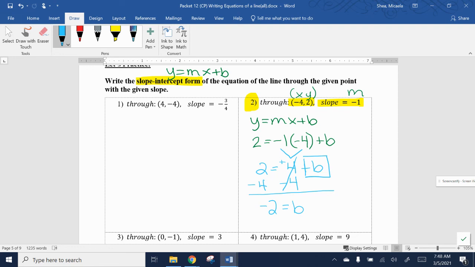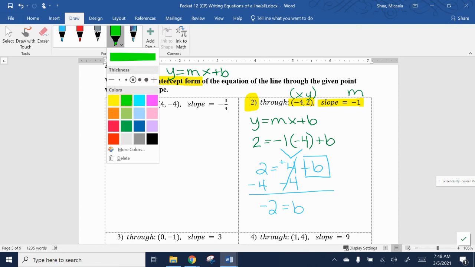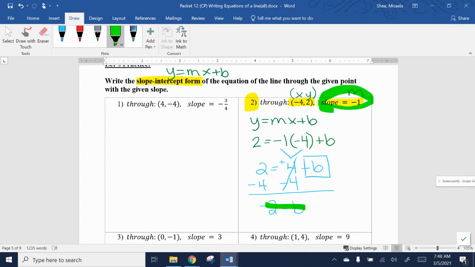So I know that I have an m, and I'm going to reiterate, I have my m, I have my b. So I'm going to substitute that in. I want to substitute it into slope-intercept form. So I keep my y, my m was negative 1, x, my b was negative 2. So my final equation would be y equals negative 1x minus 2.